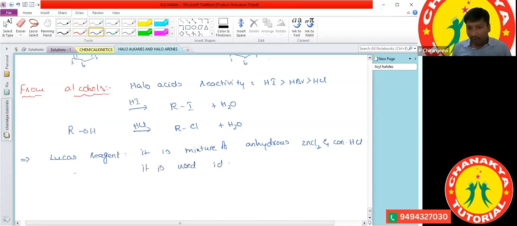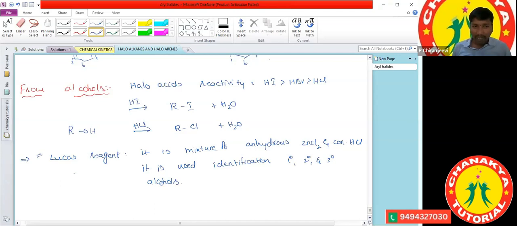in the identification of primary, secondary and tertiary alcohols. It is used in the identification of the primary, secondary and tertiary alcohols.